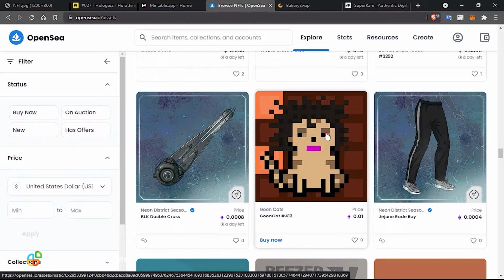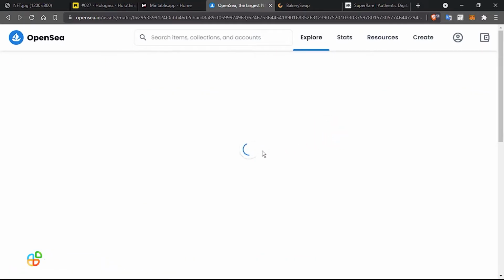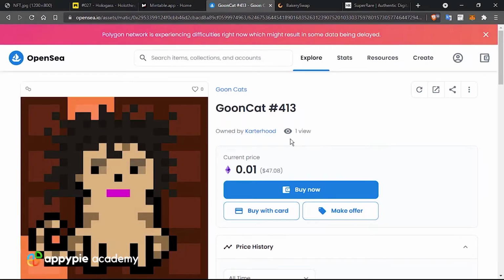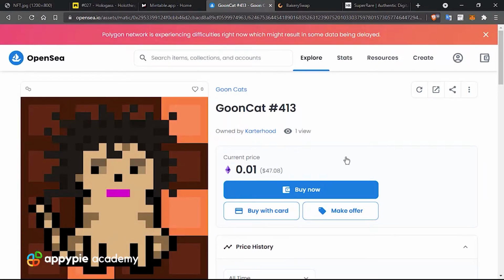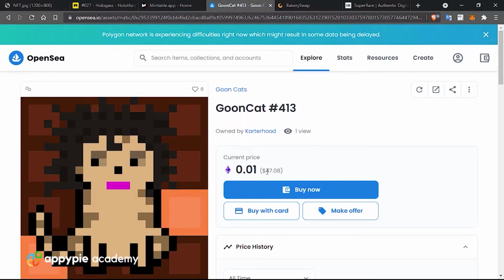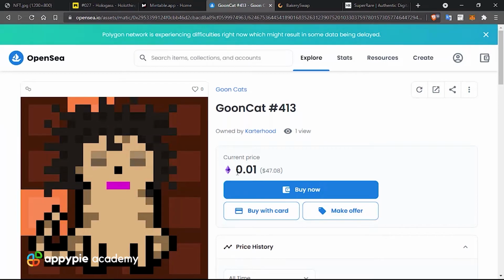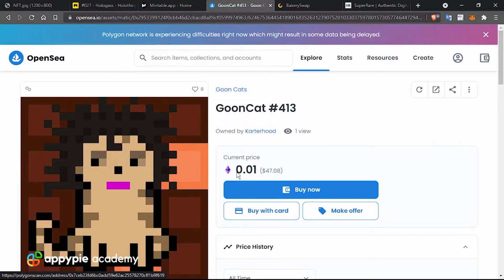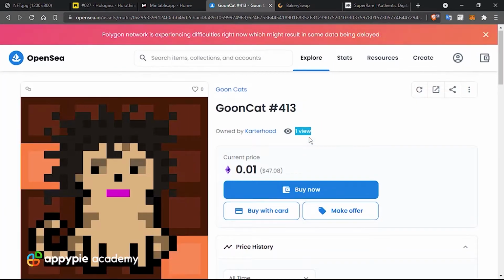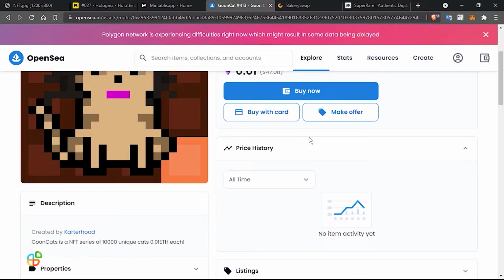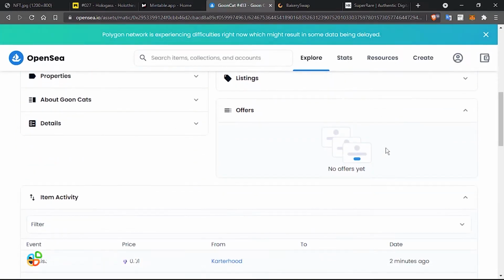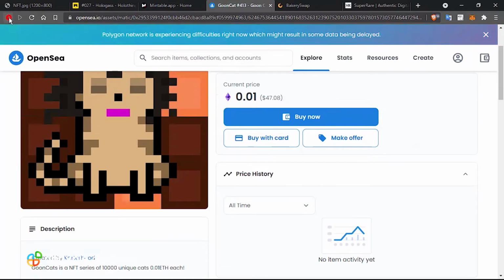So I guess we can select this Cyber Kitty one. Let's see what other options are available. OpenSea gives you a lot of options to see. You can see this one is priced at roughly $47.08, which is 0.01 of Ether, owned by this person. However, the views are just one, probably us right now. So this might have been placed just now because it has no activity. Let's see something which has some activity.